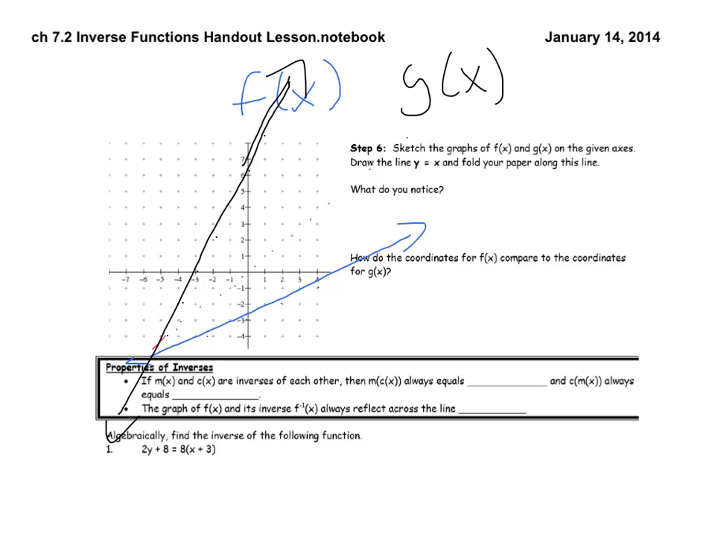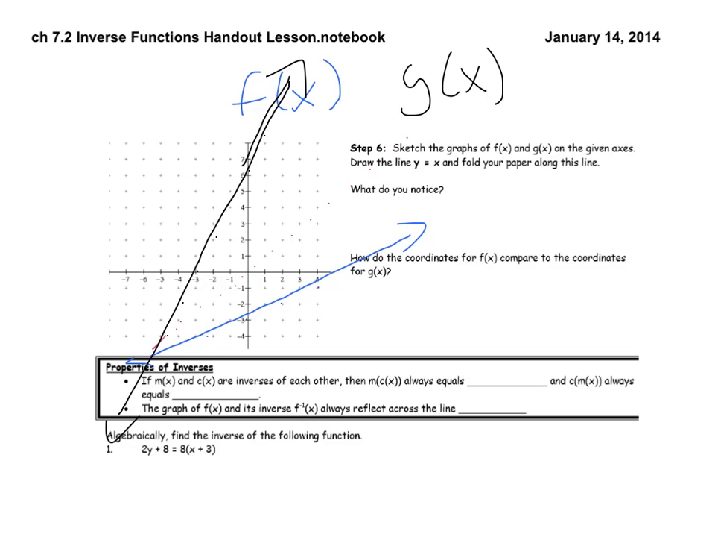Check to make sure your lines look like this. Write a sentence about what you notice, and what you notice about the coordinates for f of x compared to the coordinates of g of x. When you're done, come back to the video. What you should have noticed is that the x and the y coordinates are interchanged.